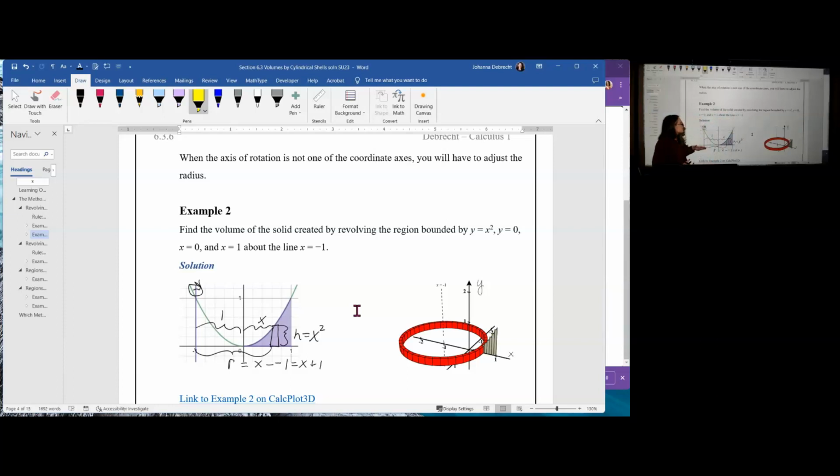Let's take a look at the volume of the solid created by revolving the region bounded by y equals x squared, the x-axis, y equals 0, the y-axis, x equals 0, and the vertical line, x equal 1, about the line x equal negative 1. So our axis of rotation is not the x or y axis. In this case, it is still vertical, but it is not the y-axis. Because it's vertical, we're going to draw our shells parallel to it, meaning they're vertical too. That makes the differential on the short end dx again.